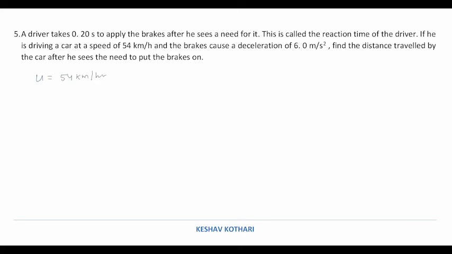So the first thing that we do is we express it in meter per second. So we obtain 15 meter per second. So the car continues to travel for 0.2 second without the application of brake, which is the reaction time. So we write it as S equal ut because there is no retardation or acceleration in this time. So this distance covered is something which we calculate first. 15 into 0.2, which is equal to 3 meter.